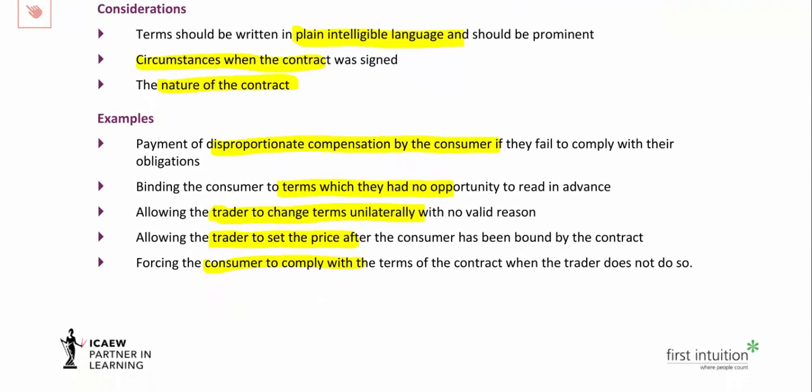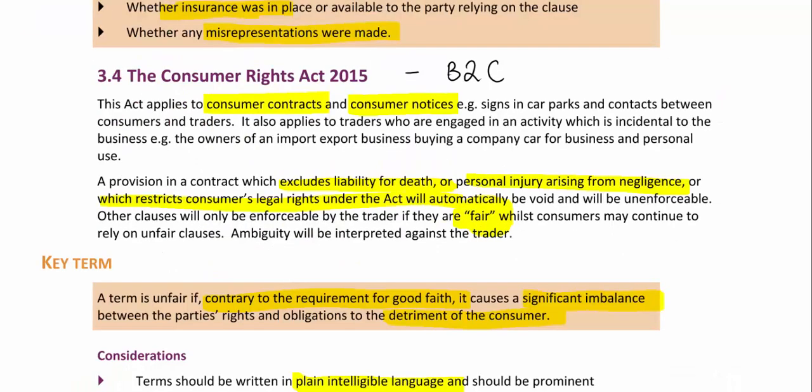Now, the one thing to note here is that although we've said it applies on contracts that are between a business and a consumer, there is this concept here of incidental business use. And we just mentioned that at the top of the paragraph, which is like traders who are engaged in activity which is incidental to their business. So the case law on this related to a case where a husband and wife ran an import-export business and they bought a company car, partly to use in the business and partly for their own use.